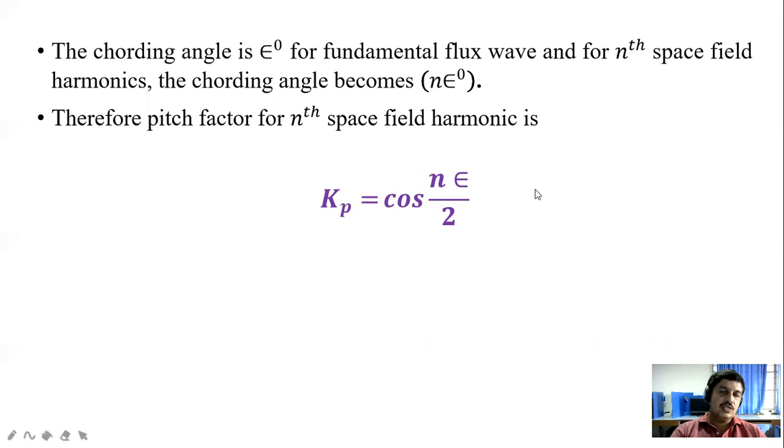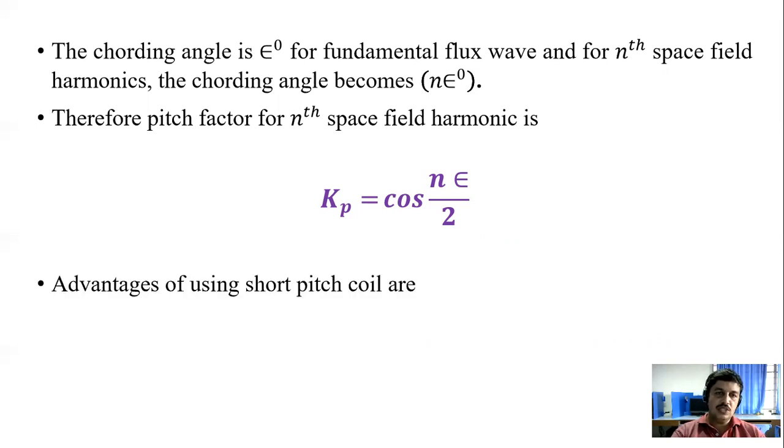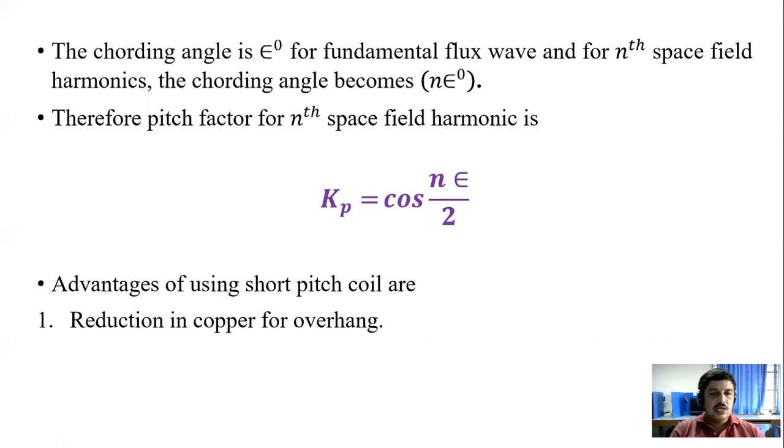Now, why are coils made short pitch? Generally, coils in alternators are short pitch to achieve two different advantages. The first one is the reduction in copper for overhang. The overhang portion is the dead end of the coils in the winding. If the coil is short pitch, there is a reduction in the length of the overhang portion, and due to that reduction in the length of conductor required in the overhang, there is a reduction in copper.